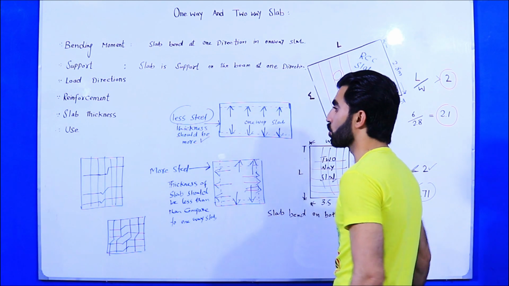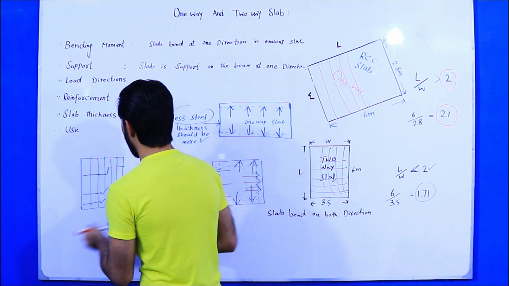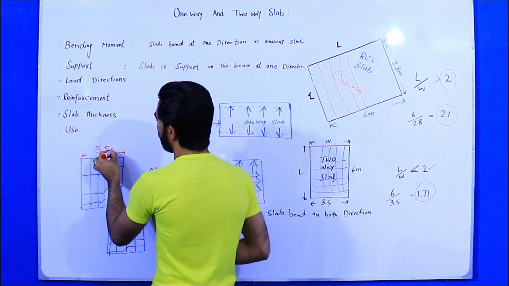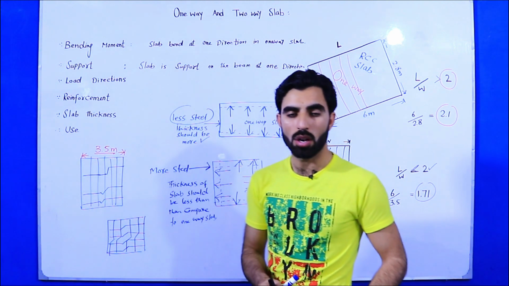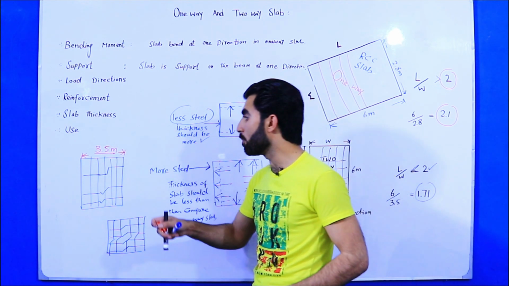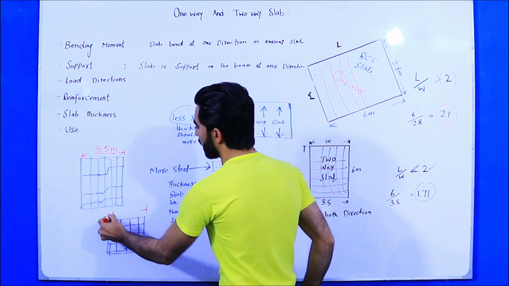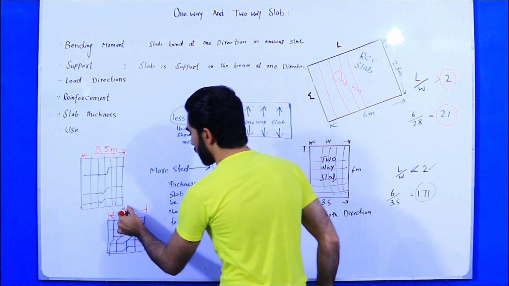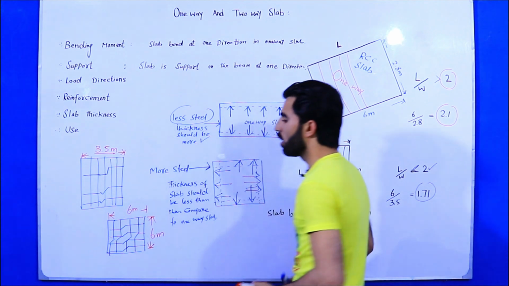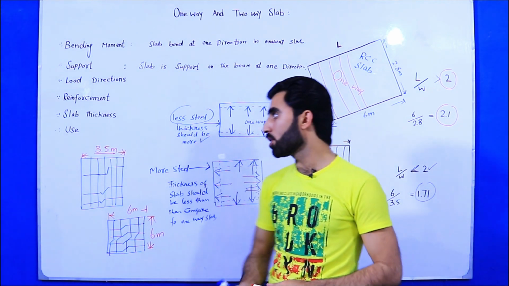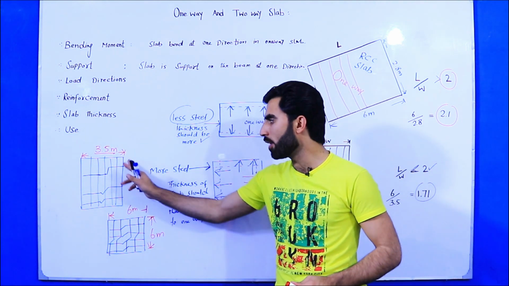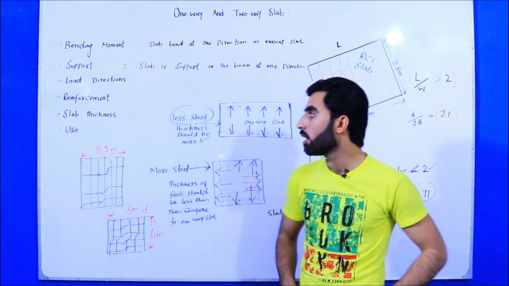Okay, now come to its usage. Guys, remember that the span of one-way slab should be up to 3.5 meter. It's quite safe. It is important, 3.5 meter, one-way slab. But two-way slab up to 6 by 6 meter is quite safe. So you can design two-way slab up to 6 by 6 meter, and in one-way slab, a 3.5 meter by 3.5 meter span is quite safe.